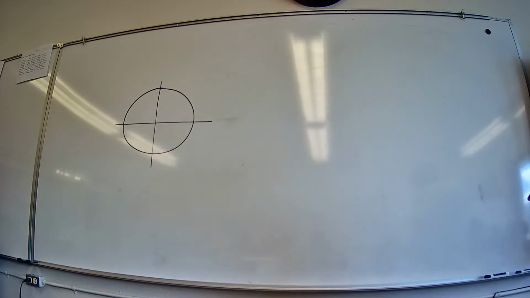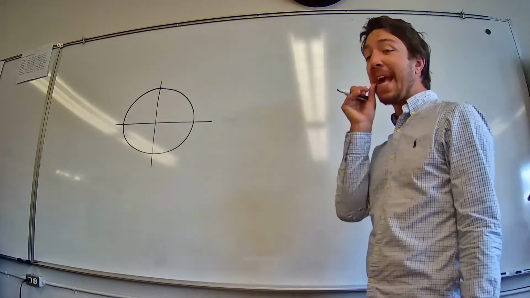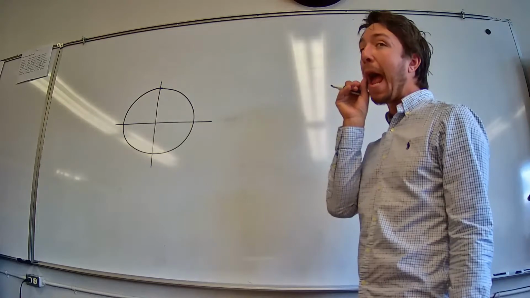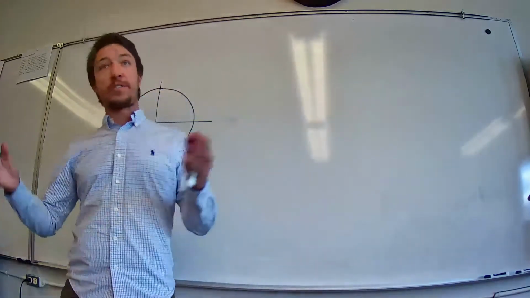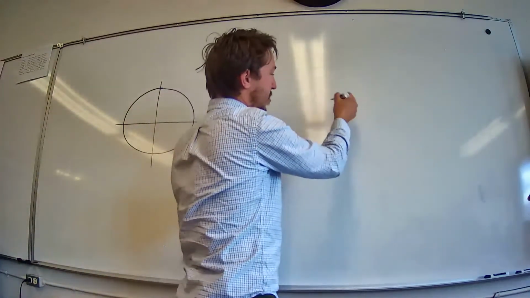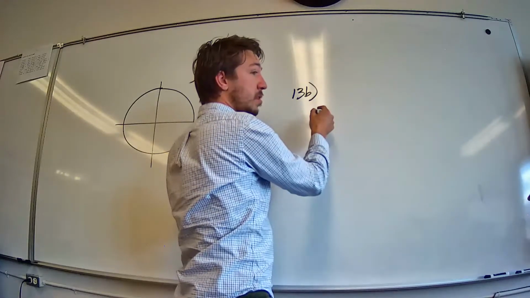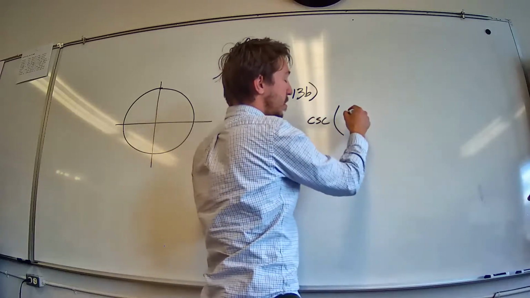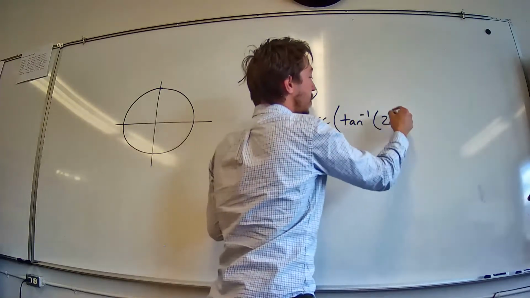Did everyone get 13B? Root 5. What's the answer? Root 5 over 2. Okay. Are there any questions on that? I don't understand any of it. Okay. So 13B is asking, cosecant of the inverse tangent of 2.